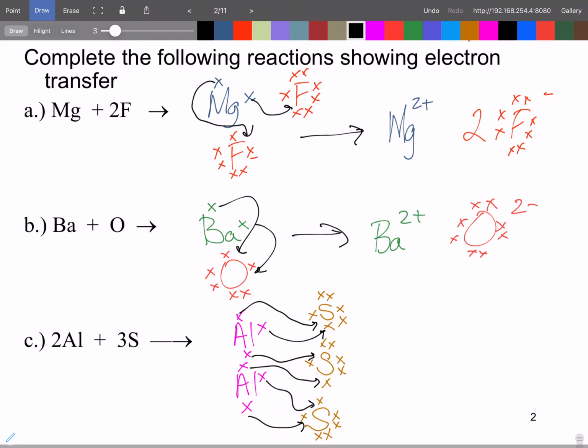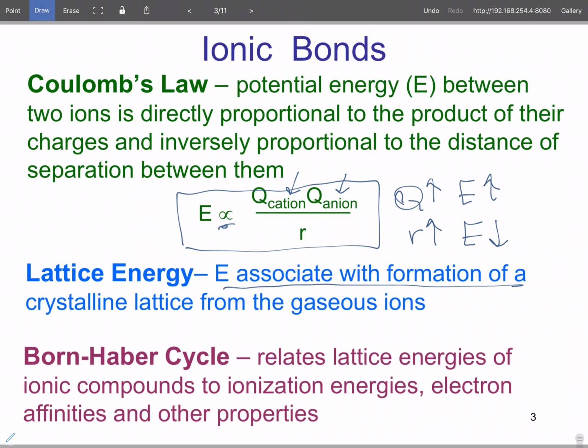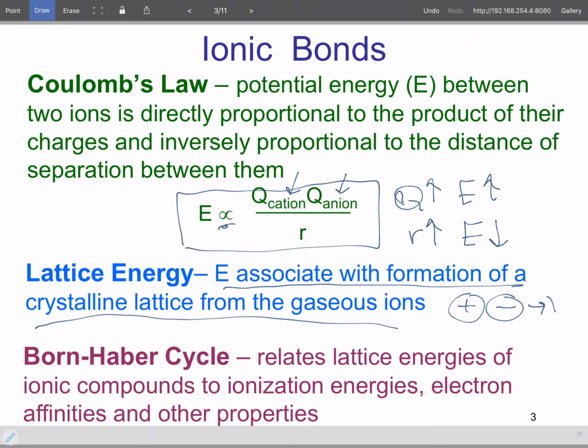Okay. Now the next rule is lattice energy, which is the energy associated with the formation of a crystalline lattice from the gaseous ions. Now, lattice energy is kind of interesting because different people do it different ways. The definition is to form the lattice from the gaseous ions. So, simplicity wise, you're going to have pluses and minuses forming a crystal. That being the case, energy is always given off. So, lattice energy written this way is always negative.